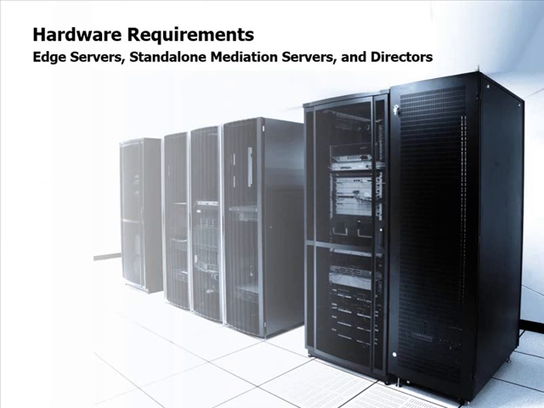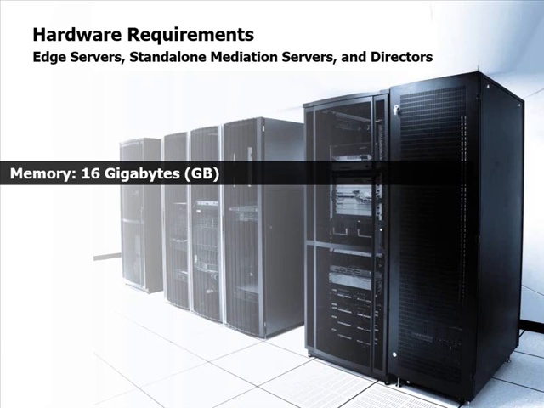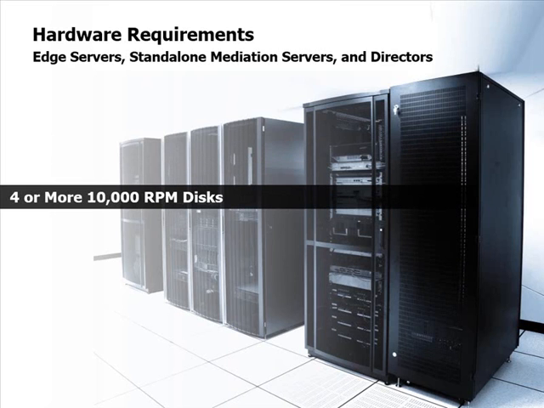Now let's take a look at the hardware requirements for the edge servers, the standalone mediation servers, and the director server roles. Keep in mind that these servers don't do quite as much as your front-end servers or your standard edition servers. For the CPU recommendation, we have 64-bit dual processors, quad-core, 2.0 GHz or better. The recommended memory is 16 gigabytes of memory per system. And Microsoft recommends 4 or more 10,000 RPM disk drives for each of your servers. You also want to have at least 72 gig of free disk space on your drives.